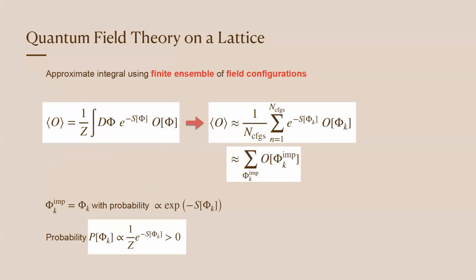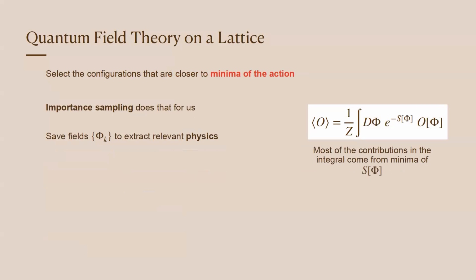Okay, so I already explained importance sampling. Then save the field configurations. You run the code, run the program. It eventually finds these minimum configurations, and most of the time it spends there. Okay? So you can pull out those field configurations and save them, and you can use those field configurations to construct the observables.